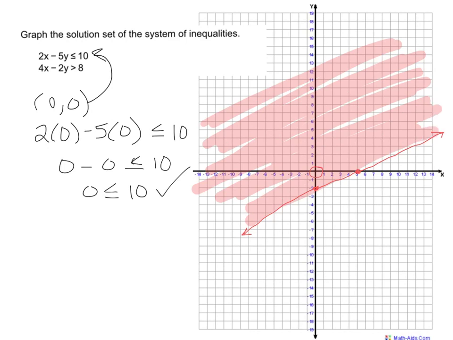Now, this is just the graph of the first inequality. Now we're going to graph the second inequality, and wherever the shading overlaps, we'll just keep that overlapped shading. But right now I wanted to graph the entire inequality so I can see the overlap later on.